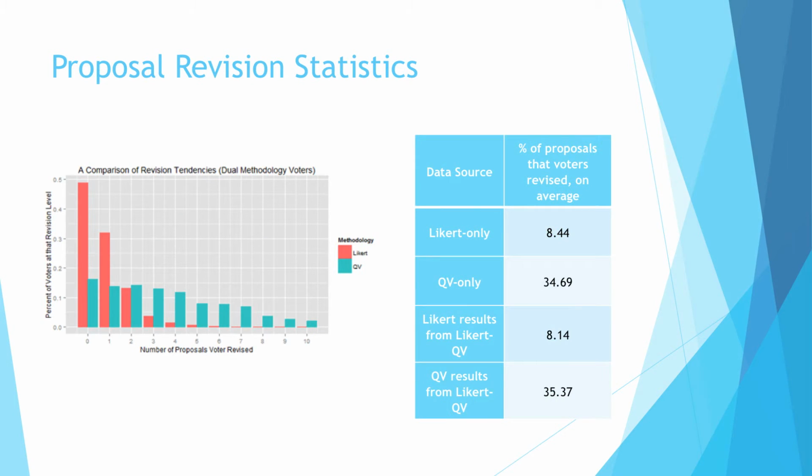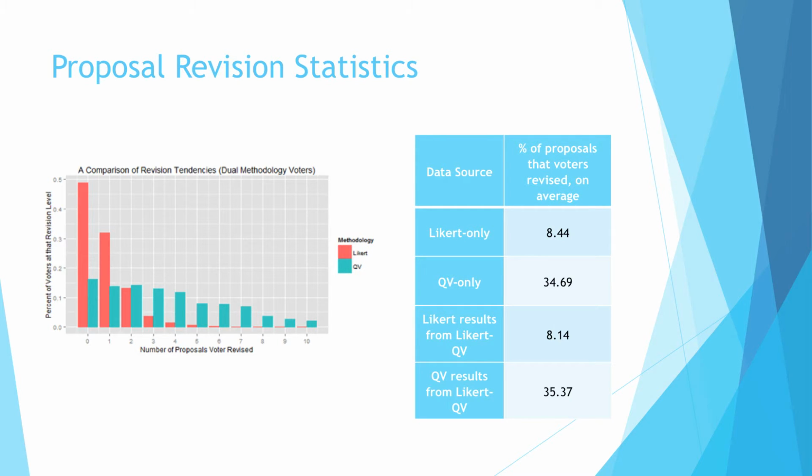Another thing you might care about is how often people are revising these different proposals. So here is a beautiful little graph that shows how people fit into certain bins. If you just look at the red for a moment, these are people using Likert. And you can see that most people revise 0 proposals out of 10. And then at one proposal, about 30% of people are revising 1 proposal. And it quickly drops off. You basically have no one who's revising 6, 7, 8, 9, 10 proposals.